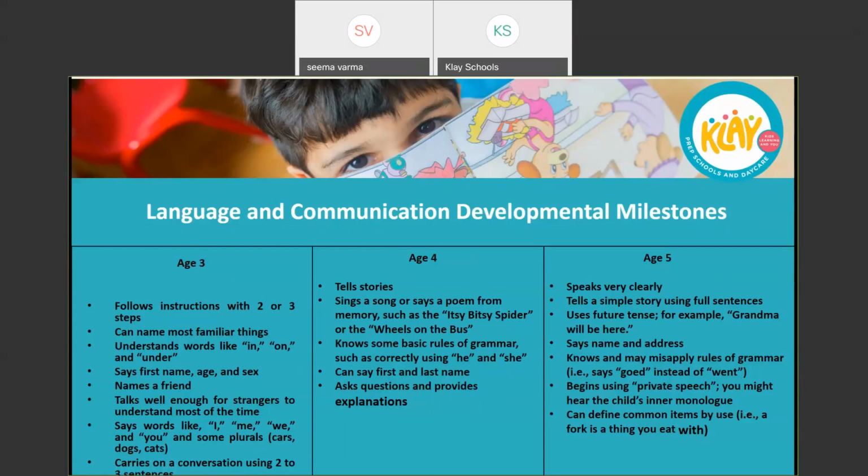These are some of the language and communication developmental milestones. Now, let's look at how at KLAY we foster, develop and nurture these children appropriately for them to be able to meet these developmental milestones.